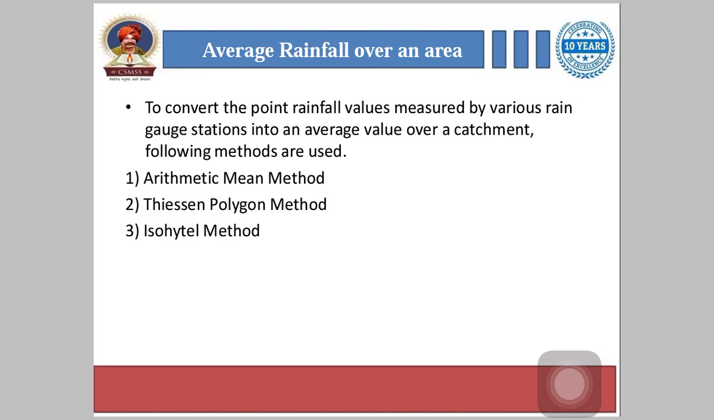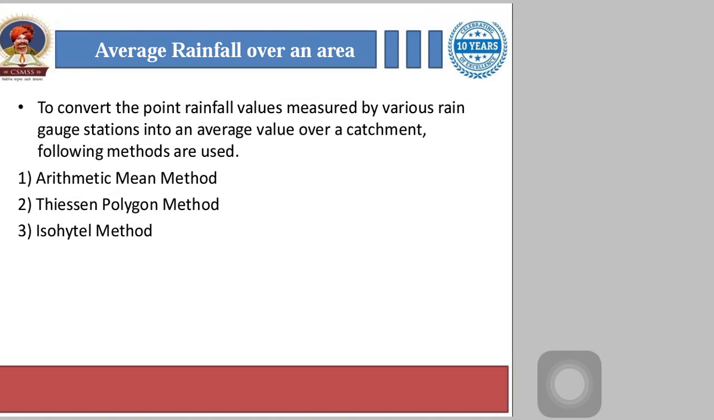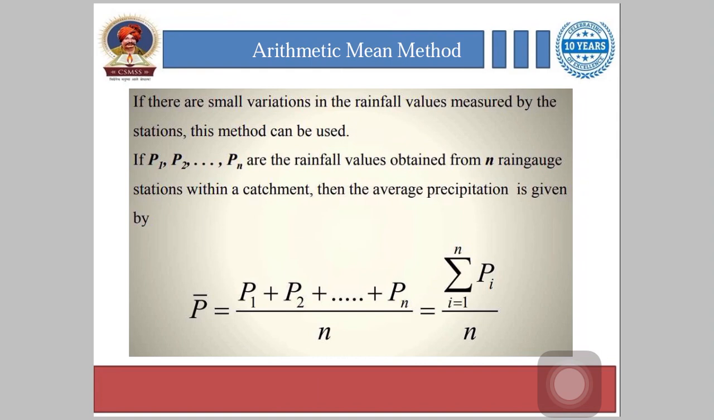Average rainfall over an area. There are three methods to calculate the average annual rainfall of a catchment. First is the arithmetic mean method, second is the Polygon method, and third is the isohyetal method. Now we will see one by one. First is the arithmetic mean method.